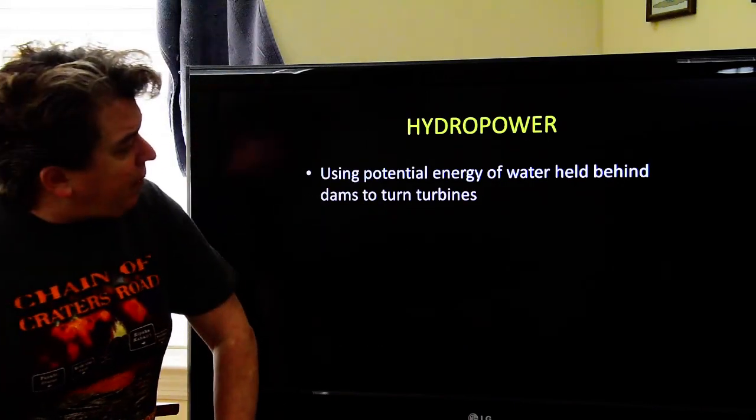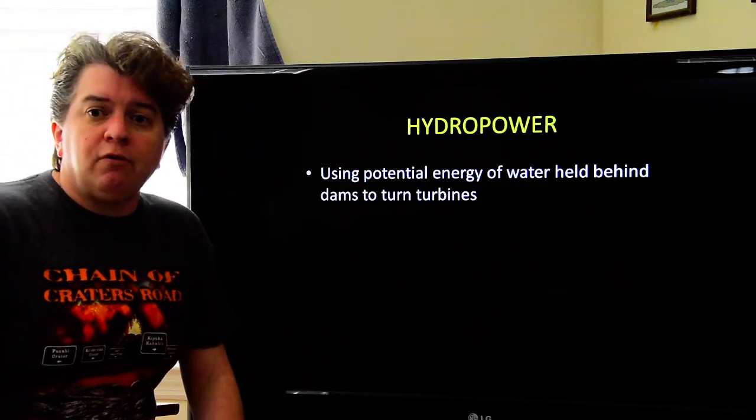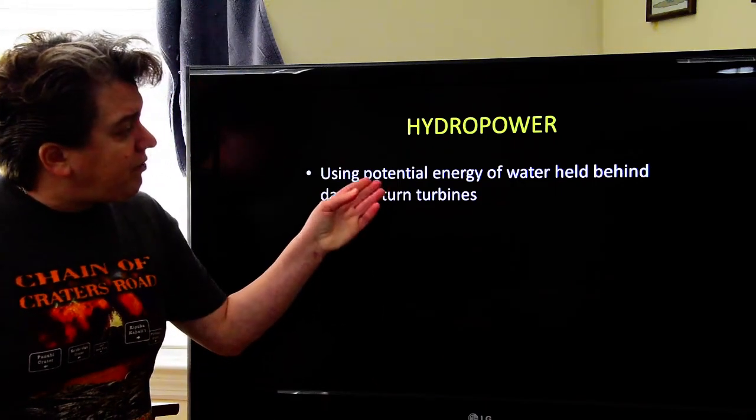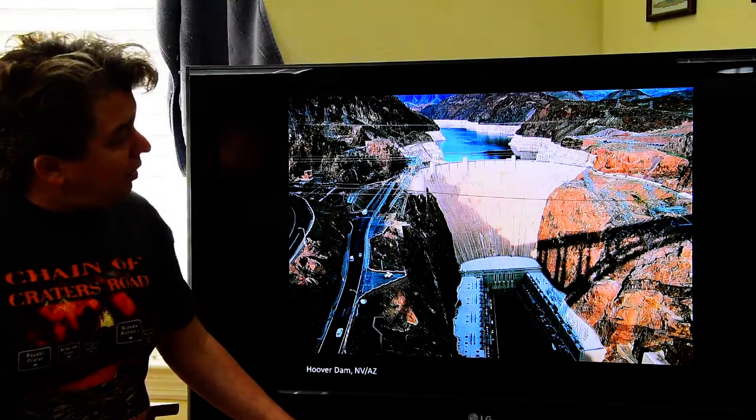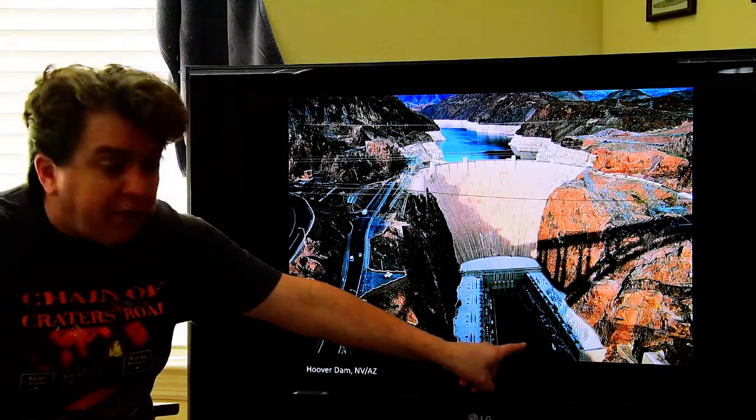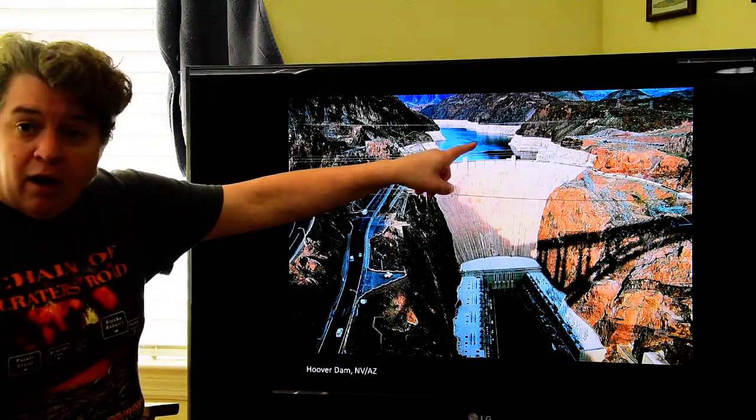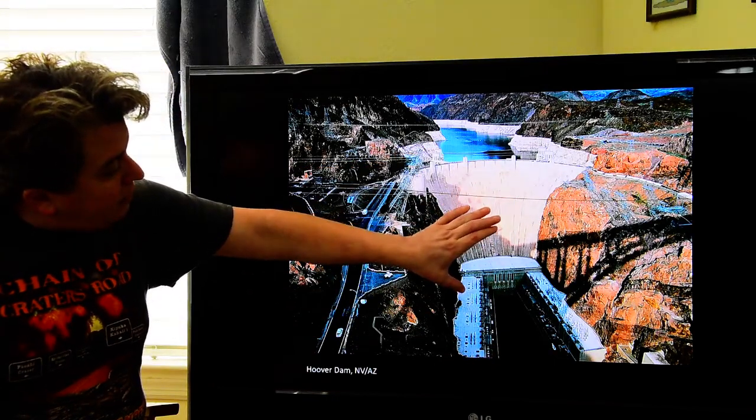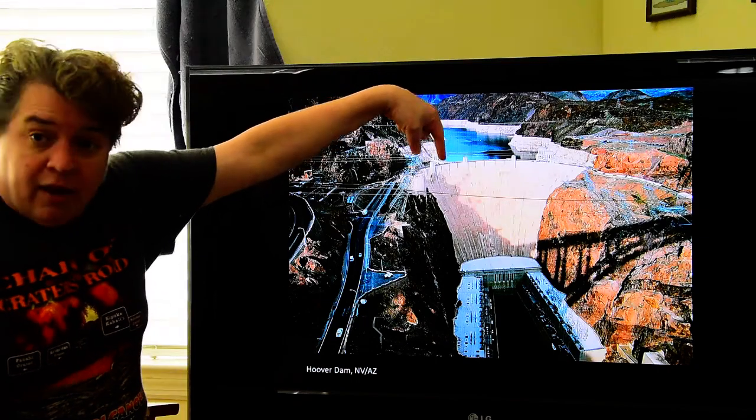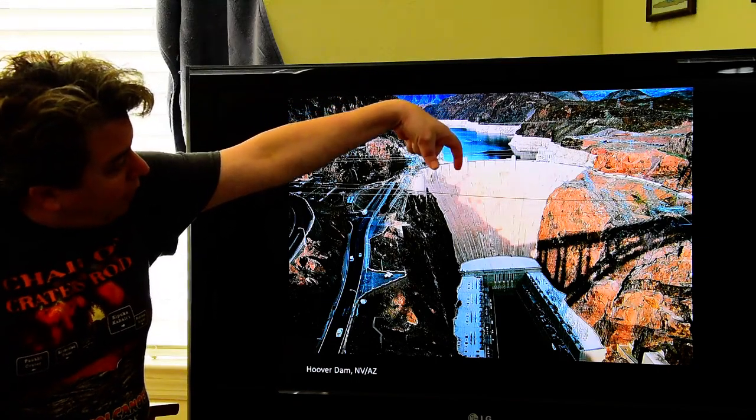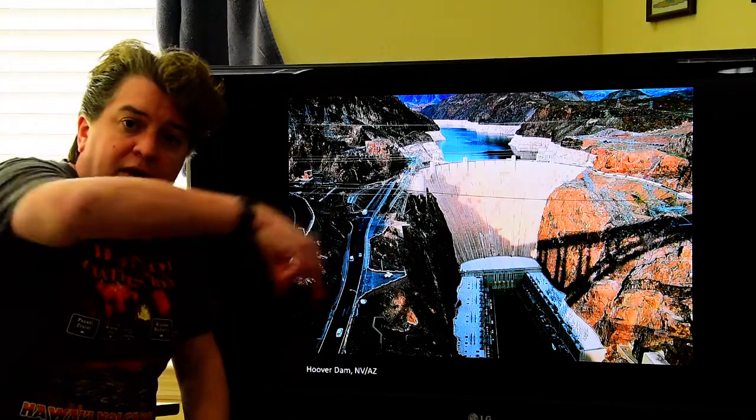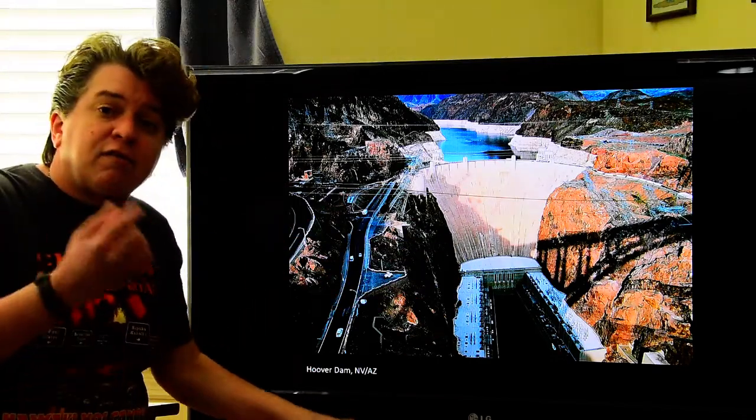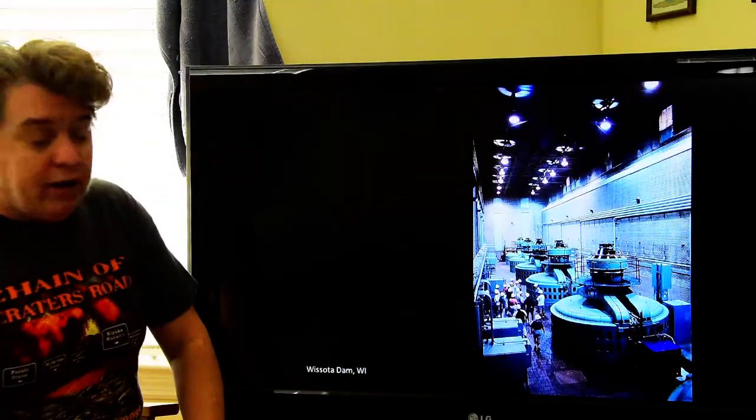All right, hydropower. Hydropower is using dams. We're using the potential energy of water held behind a dam to turn turbines. So basically the water level in front of the dam is here, the water level behind it is here. And in this dam, there are intake areas where the water way up here goes through the dam, through these turbines, and as it flows through those turbines, it spins them to generate electricity.